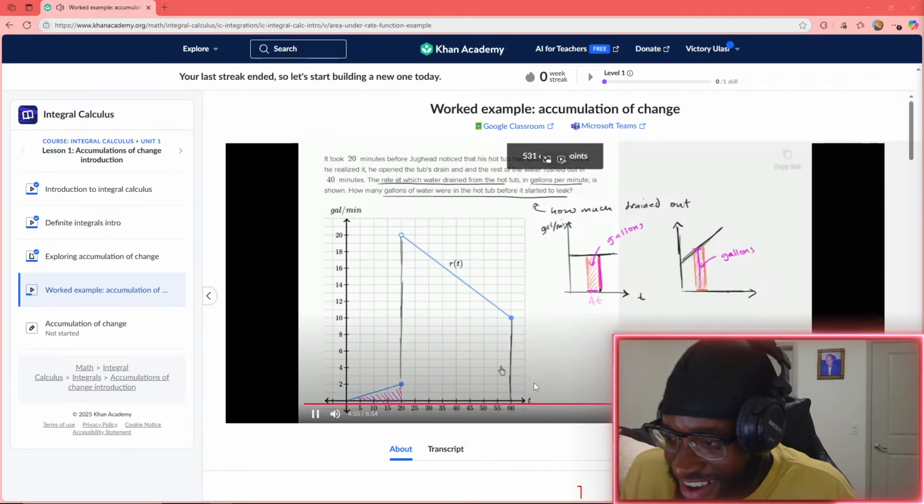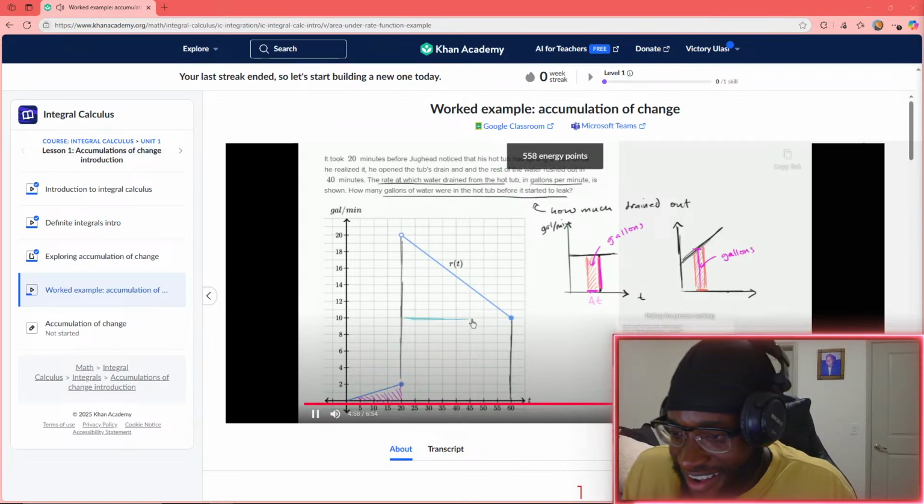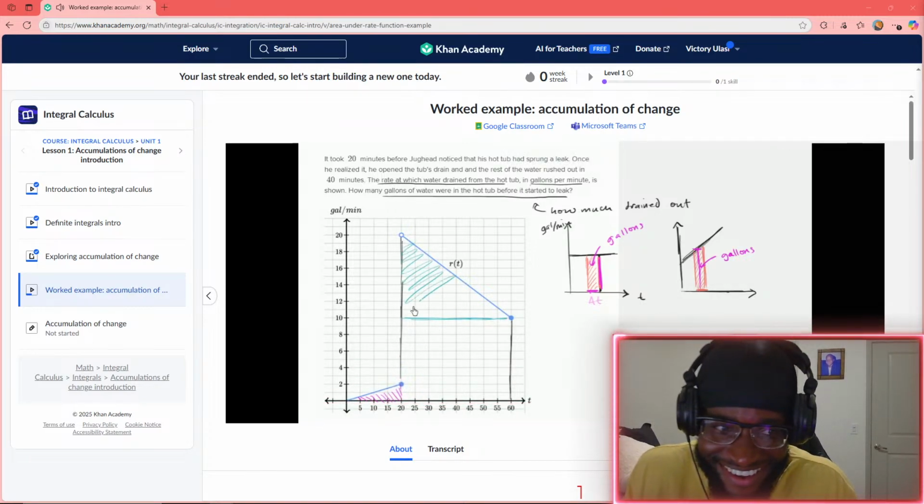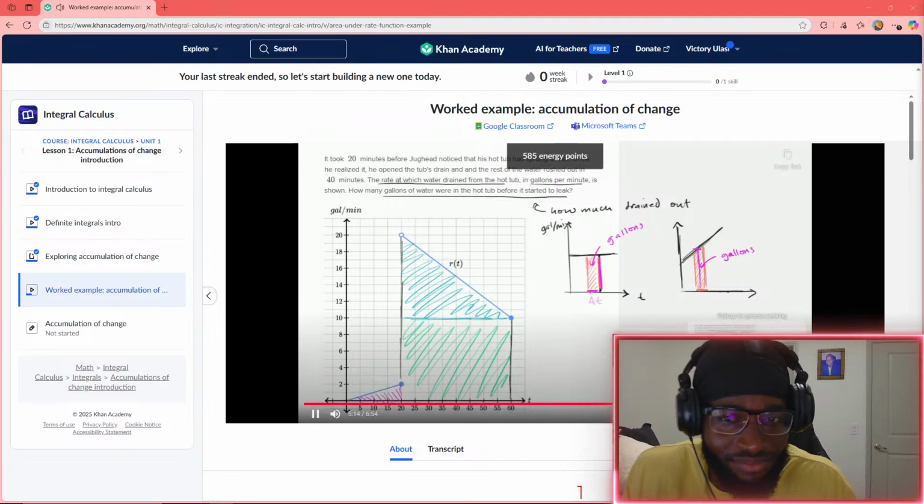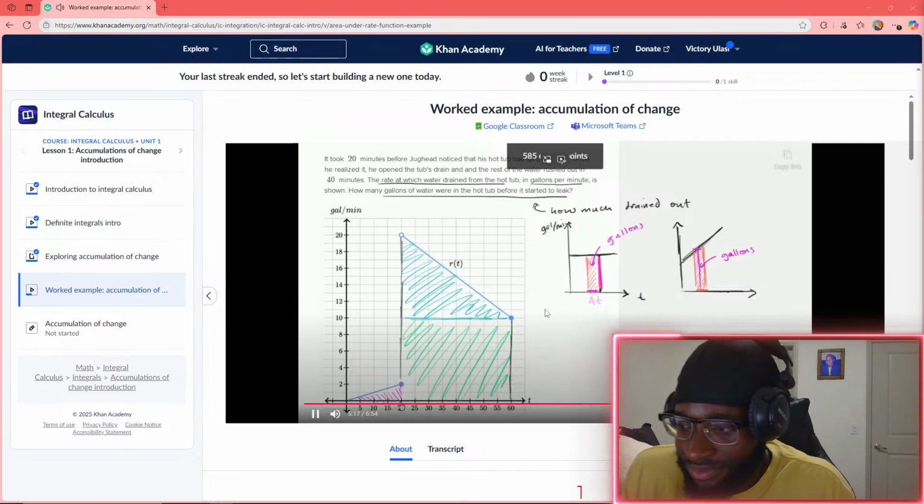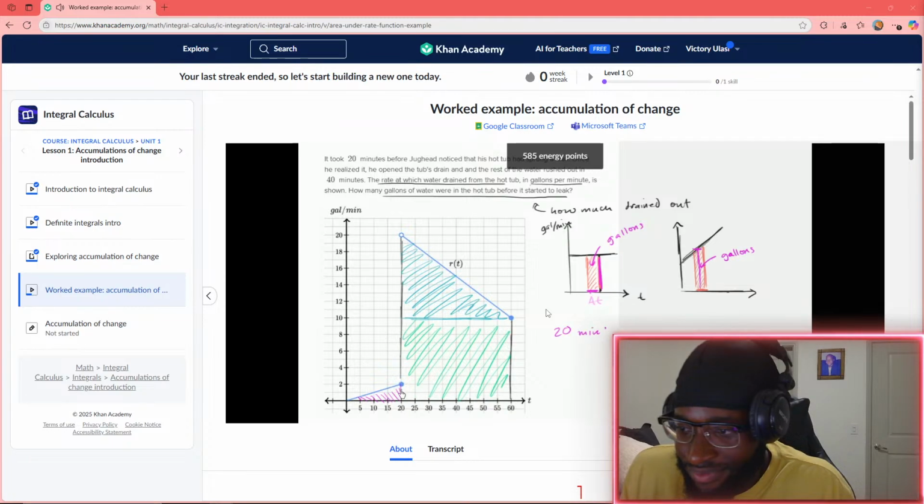And to help us think about that, I'm just going to split that up into some sections. So I have this triangular section up here. I can just think about this as a trapezoid, but I'm just going to split it up into a triangle and a rectangle. And then I have this section right over here in green. So what is the area of this entire thing? Well, the area right over here, we have 20 gallons per minute. So 20 minutes times 2 gallons per minute.